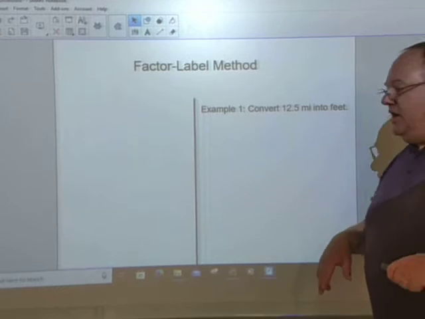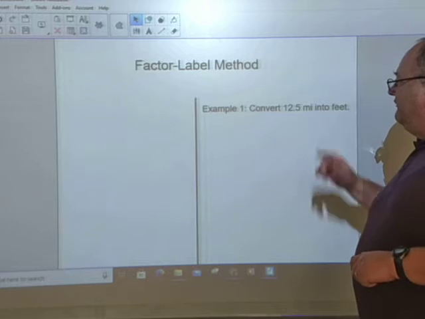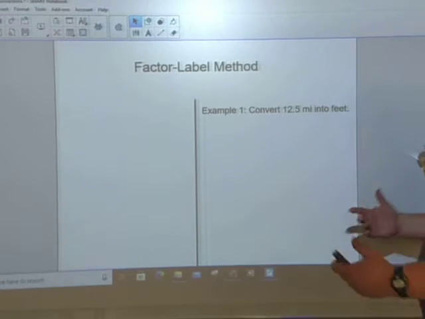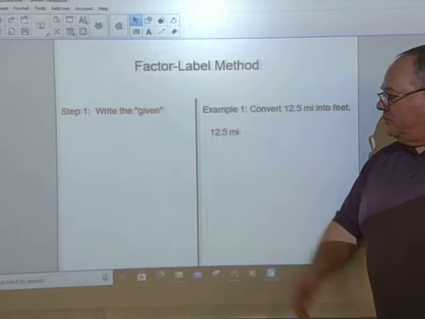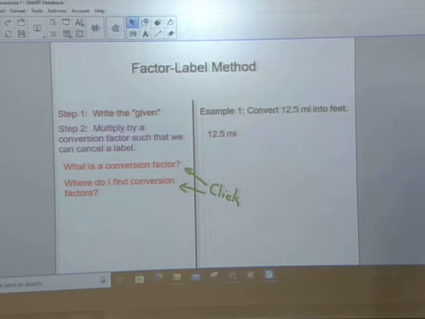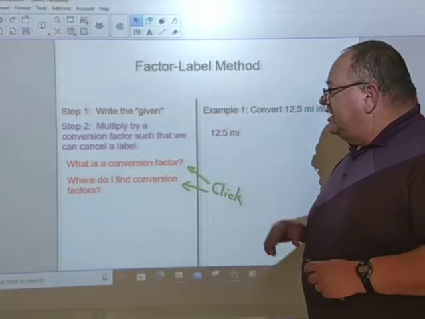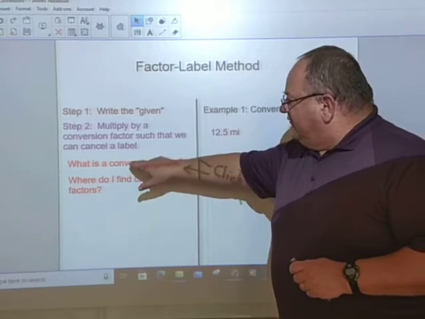So let's look at an example problem. Number one, we're going to convert 12.5 miles into feet. Okay? Step one, write down the given. So in my work area, I've got 12.5 miles. Step two, it says multiply by a conversion factor such that we can cancel a label. So let's check now. What is a conversion factor?